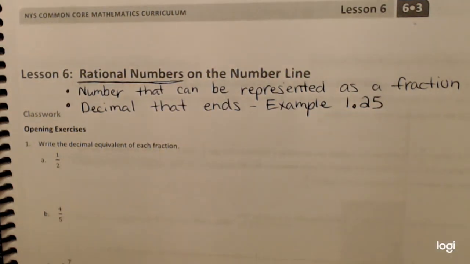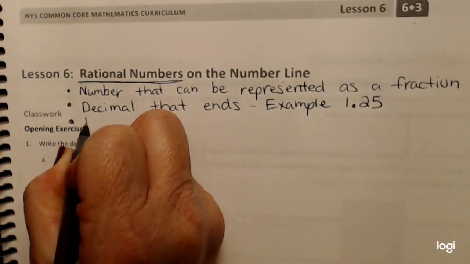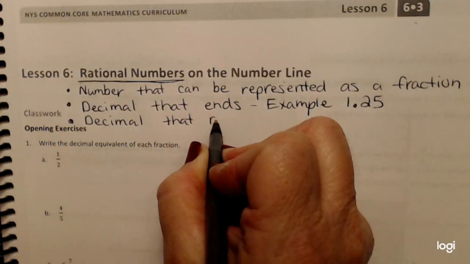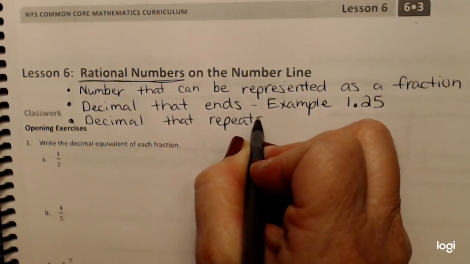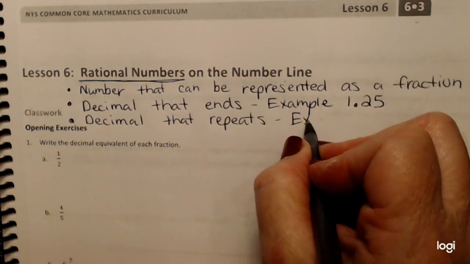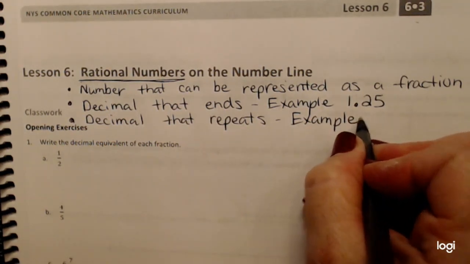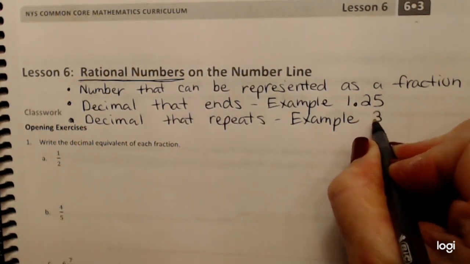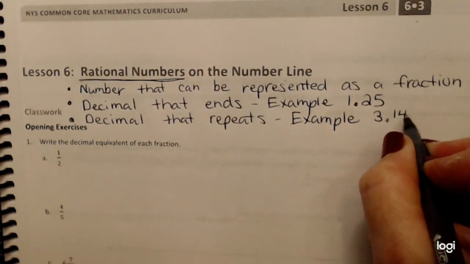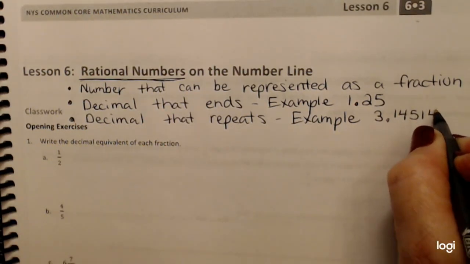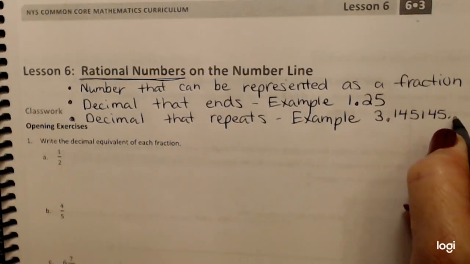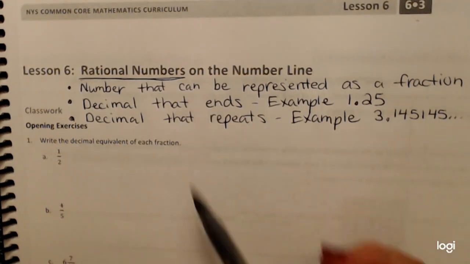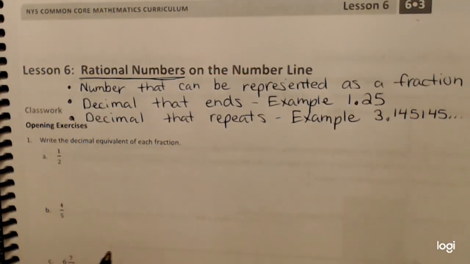A decimal that ends would be something like 1, and then our decimal point, and 25, and nothing else. It just stops. A rational number can also be a decimal that repeats. And I'm also going to give you an example of a decimal that repeats. A decimal that repeats would be something that, say, would be 3.145145, and it would continue going in that same pattern, 145145.